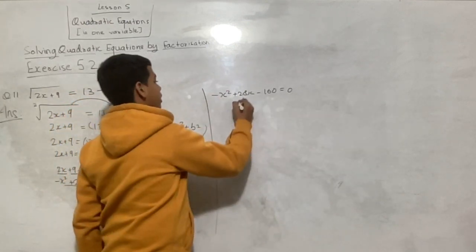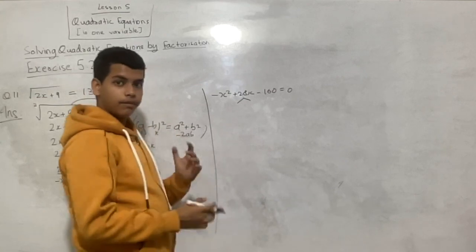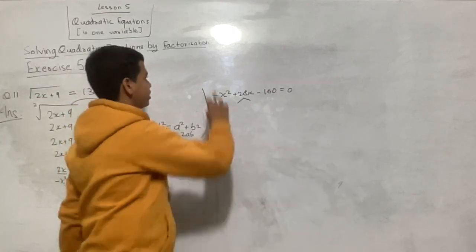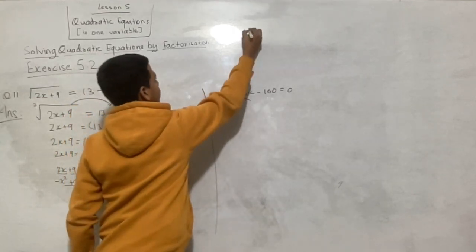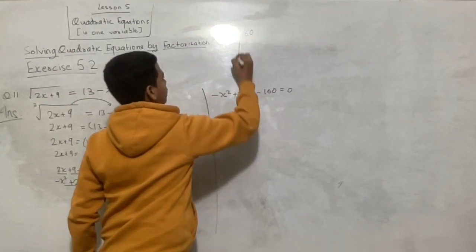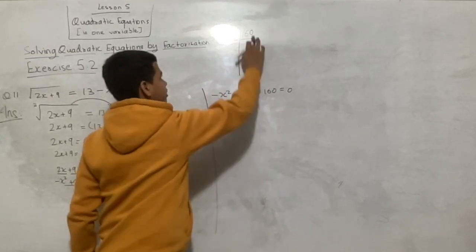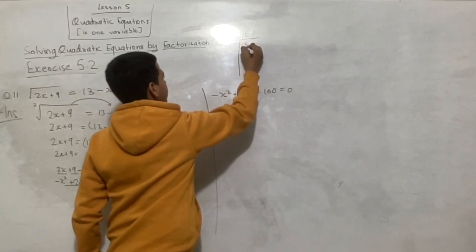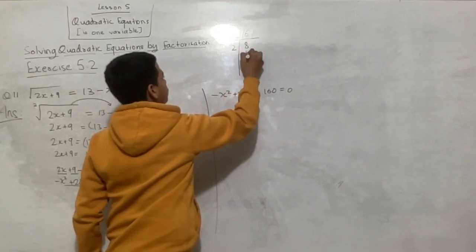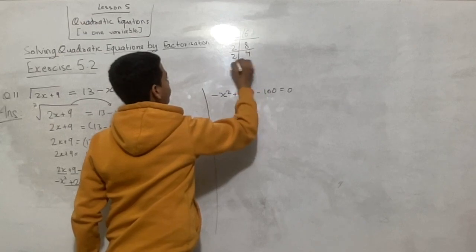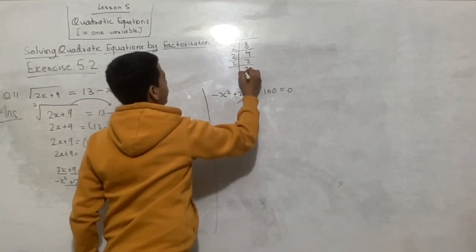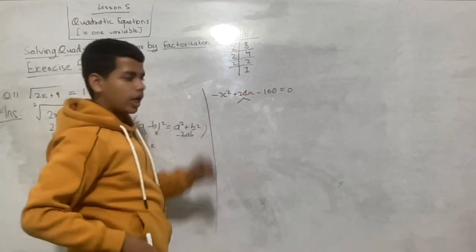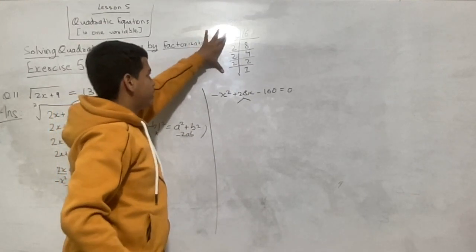So we want to split 28 into such numbers that the product of these two will be minus 160. So let's take 160 factors. What do we get here? We can just take 16 factors also. If we get 2 into 8, 2 into 4, 2 into 2 and 2 into 1, that's it. Now here, what are the factors of 16?